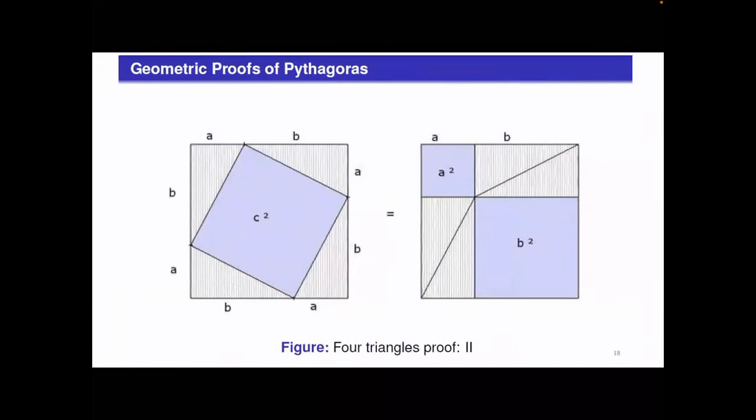Another way to prove this is to just regroup the triangles. And so I've got 2 different pictures. And if I put the triangles in different ways, I get A squared, B squared and 4 triangles. And so these 2 must be the same. So C squared must be A squared plus B squared. So this is another beautiful geometric proof.